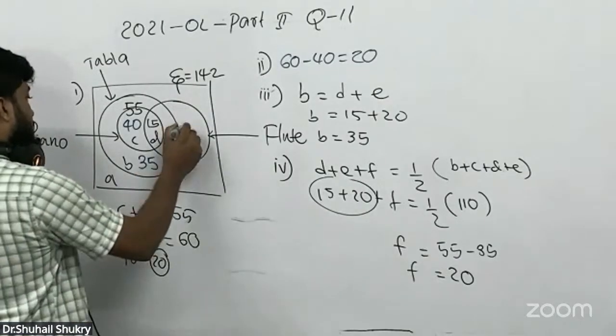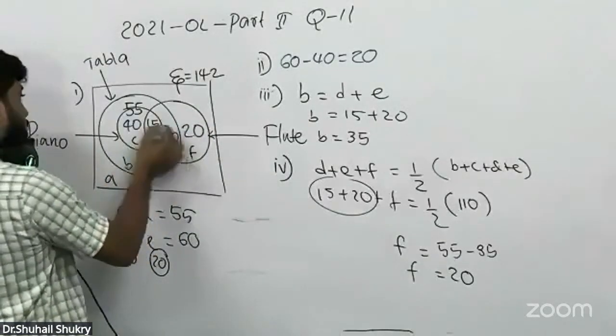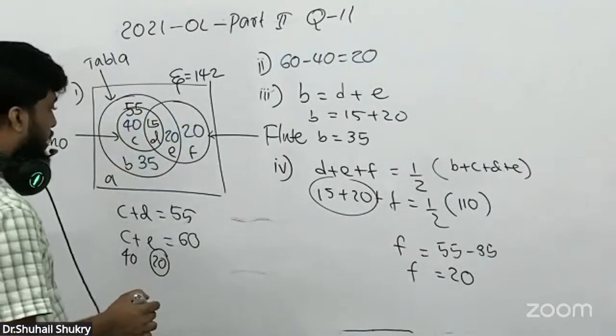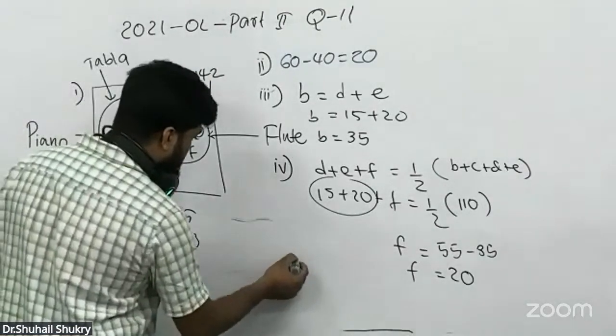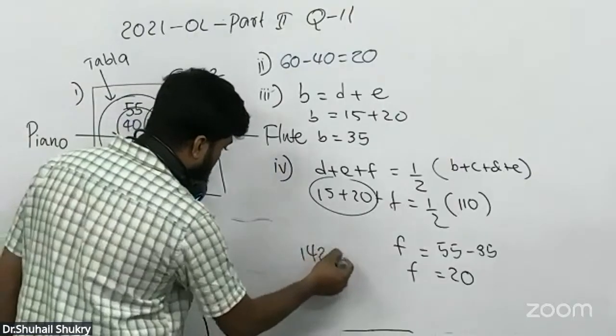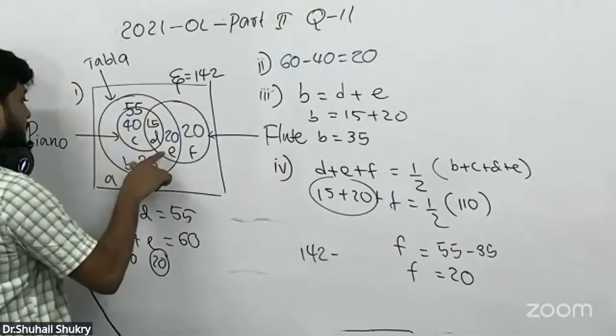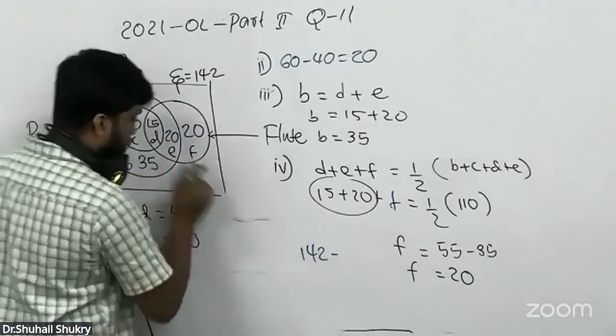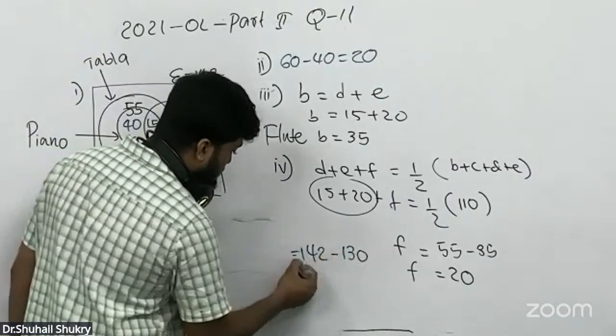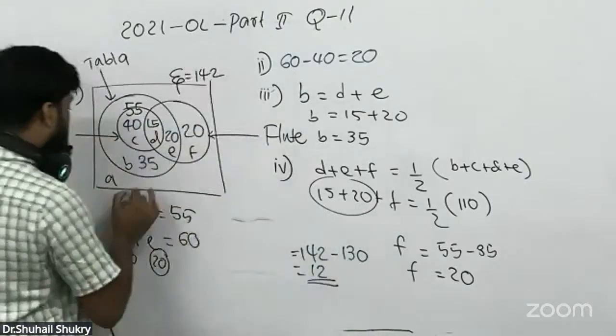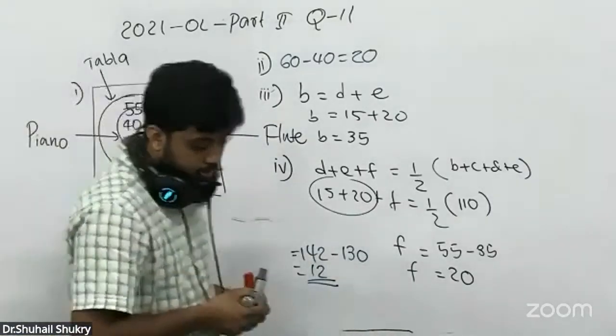But all these additions should be equal to how much? A, B, C, D, E, F, everything should be equal to 142. So from 142, I have to subtract all these. If you add all these things, I know this is 110, and this 20, 130. So the answer will be 12. I get the answer. Then A is 12.